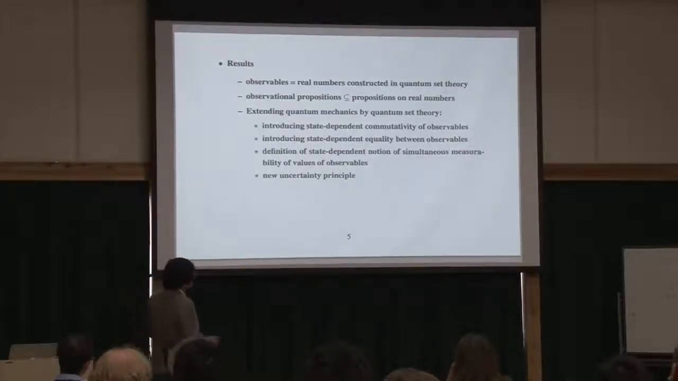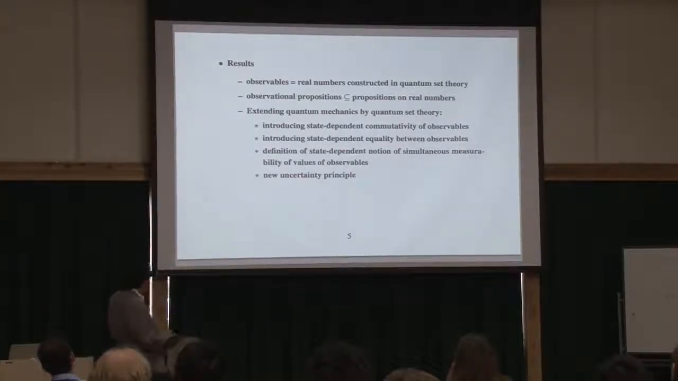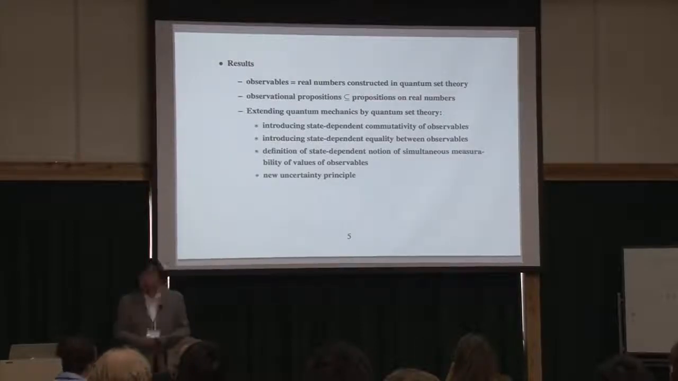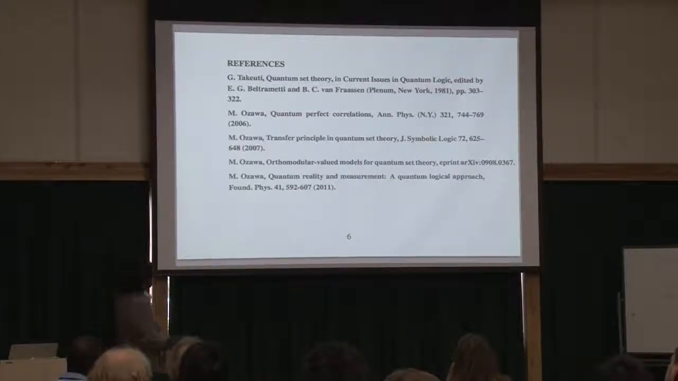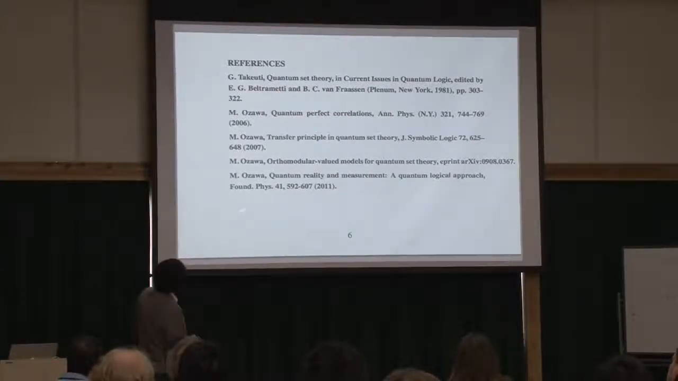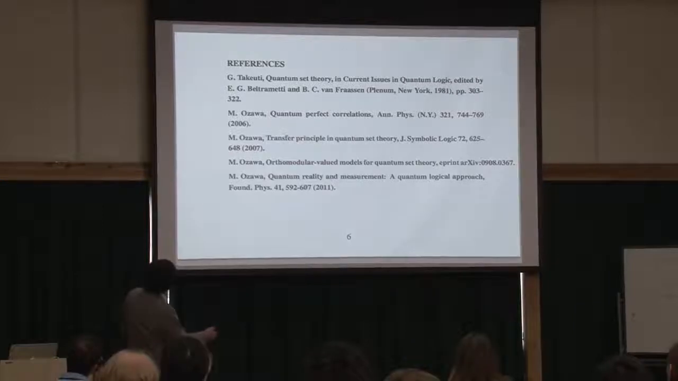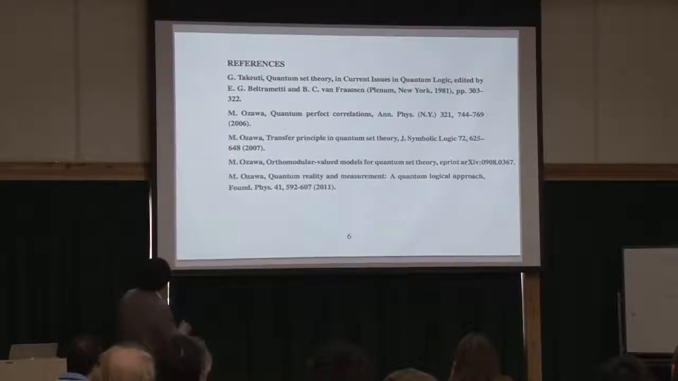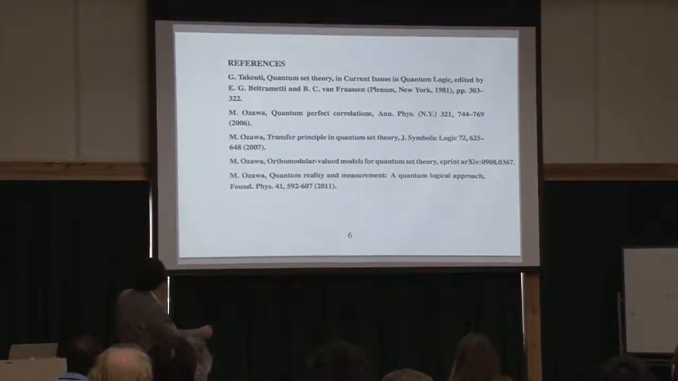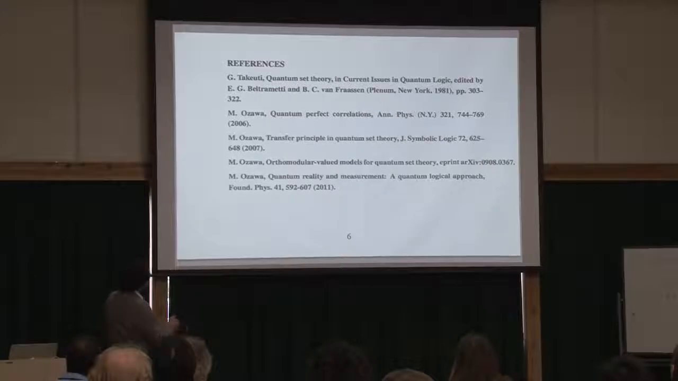So the uncertainty principle in the general or standard form is violated at this point if you consider the state-dependent notion of simultaneous measurement. Now we should establish a new uncertainty principle. Some references are given here. Takeuchi's paper was published in 1981. This is a conference proceeding. And my basic paper about quantum set theory was published in 2007 in the Journal of Symbolic Logic.